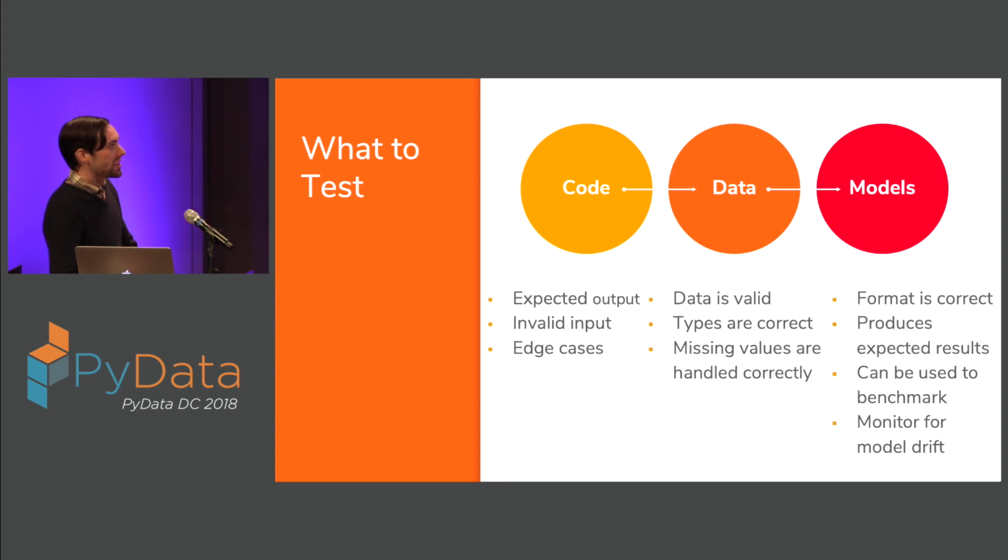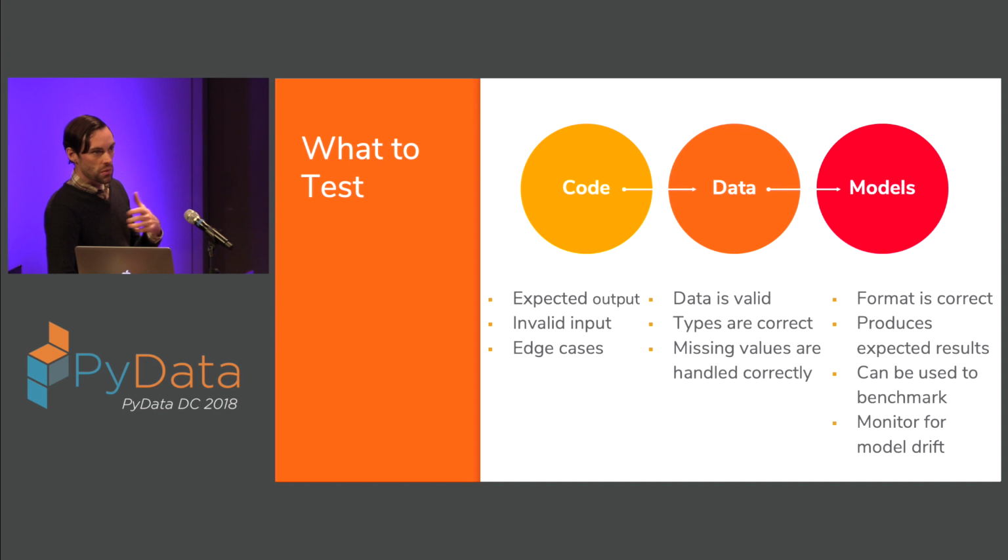So we want to test that the data that we're using is valid, so we can write tests just to look at our data set and make sure it is what we think it is. We want to make sure that the types are correct. You know, if you just do pandas read_csv, you want to make sure that the types that you're getting in each of the columns are what they're supposed to be. And we want to make sure that we're handling missing values correctly.